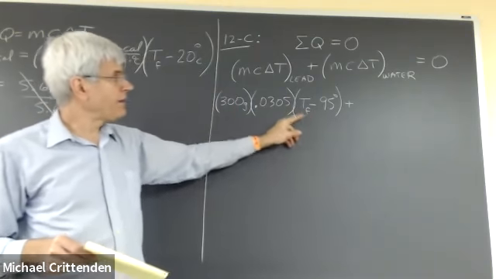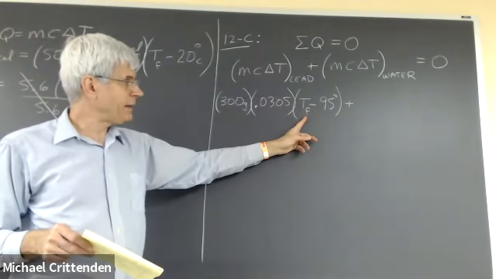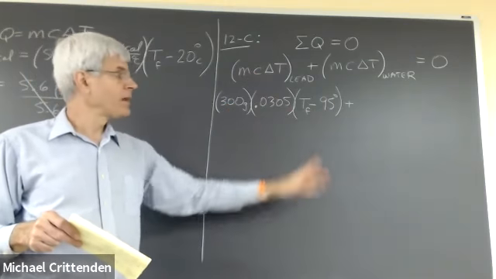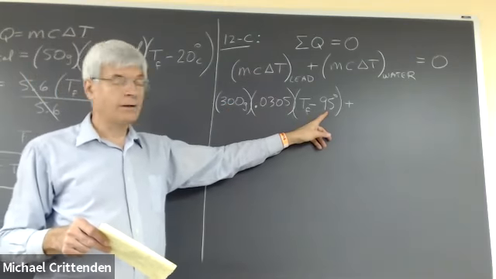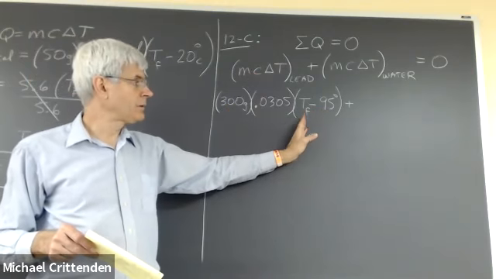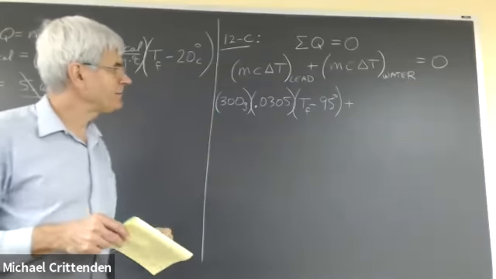And you see, that's how this term ends up being negative, because T final is lower than, the hot thing is going to cool off. So the final temperature is less than 95 degrees. And so a little number minus a big number, that's going to make this part of it negative, like I was saying.